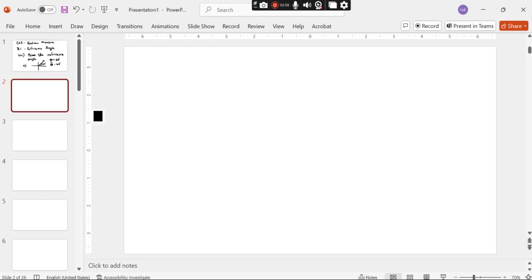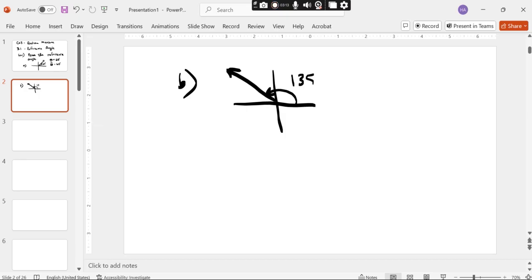Absolutely. So then we go on to B. What happens if we move into quadrant 2? I'm going to put 135 degrees. My rotational ray, and the angle itself, 135 degrees. Question is, what is my reference angle? It is the angle that's still getting to 180.